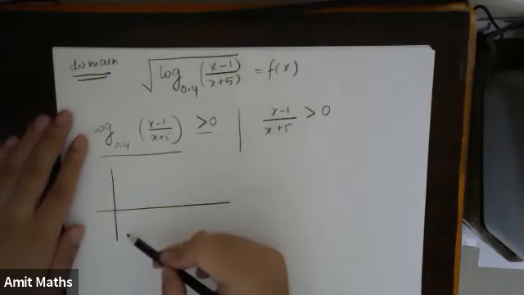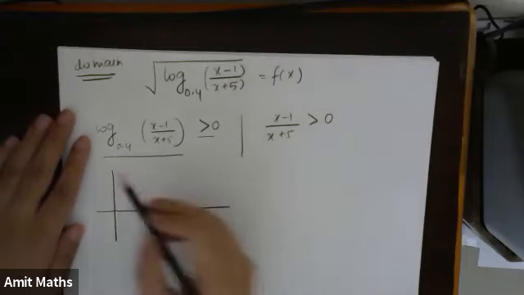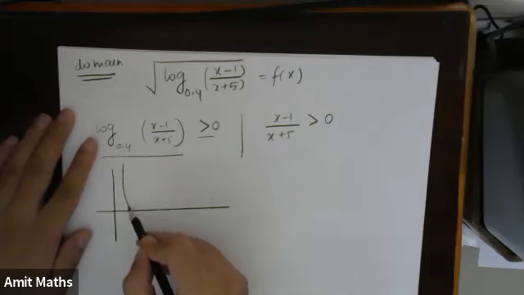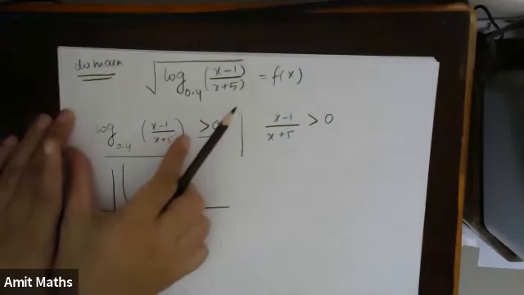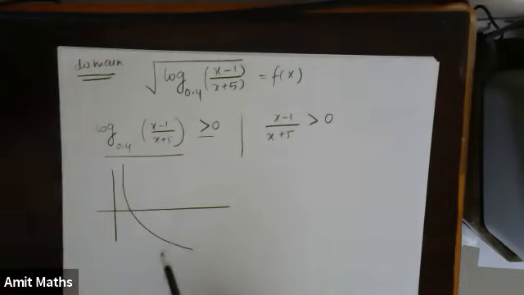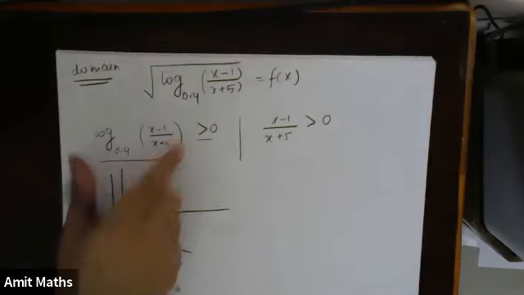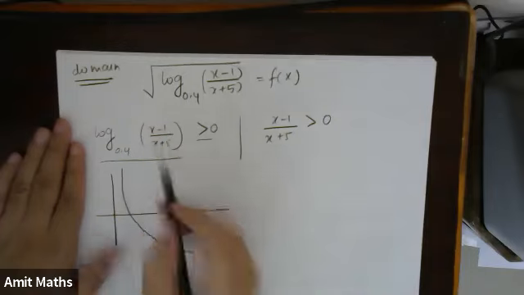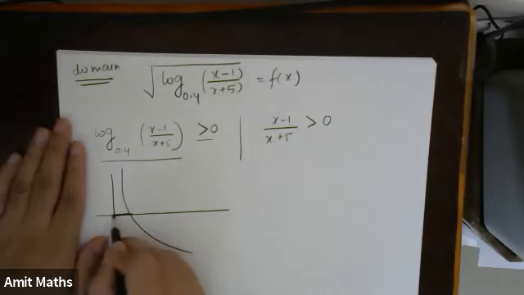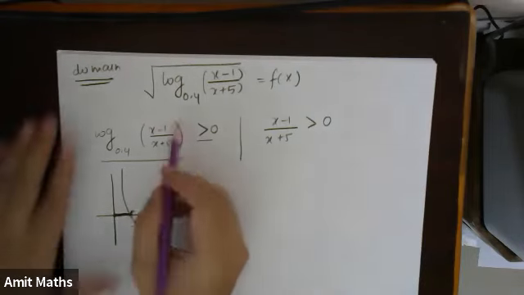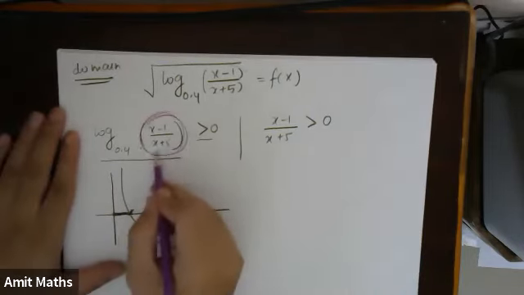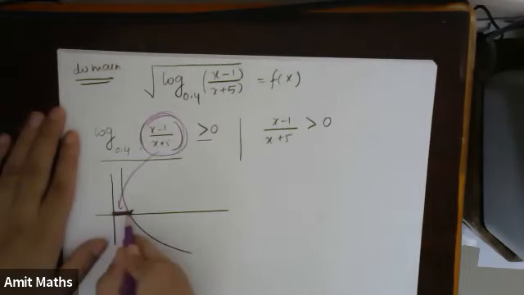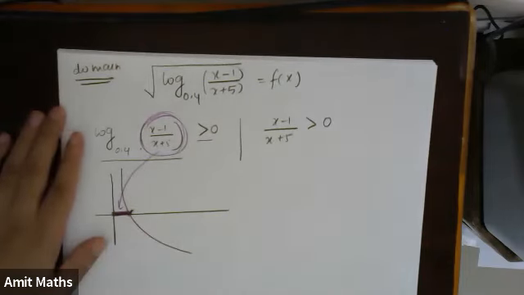Now log with strong base is a function something like this, and log with weak base will be something like this. If this whole thing has to be greater than 0, then whatever is inside has to be less than 1 and greater than 0. That means this thing inside should lie in between this.